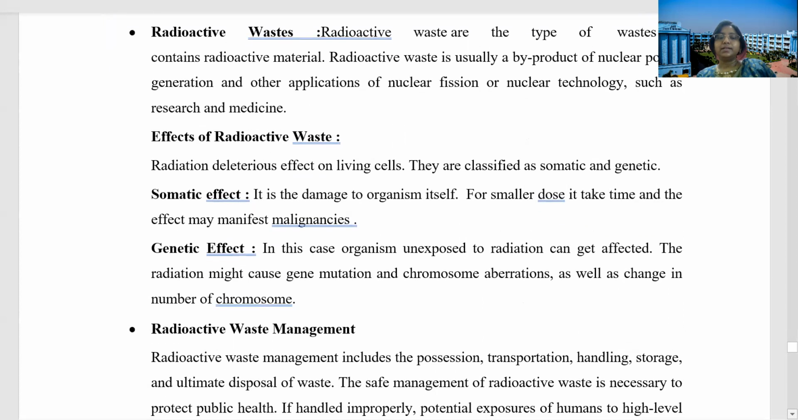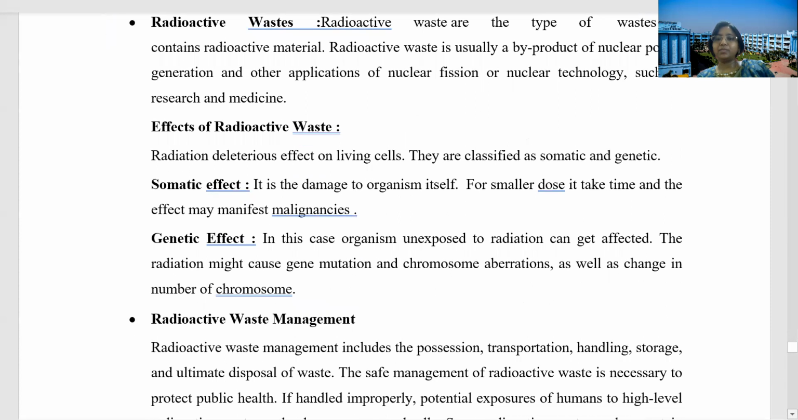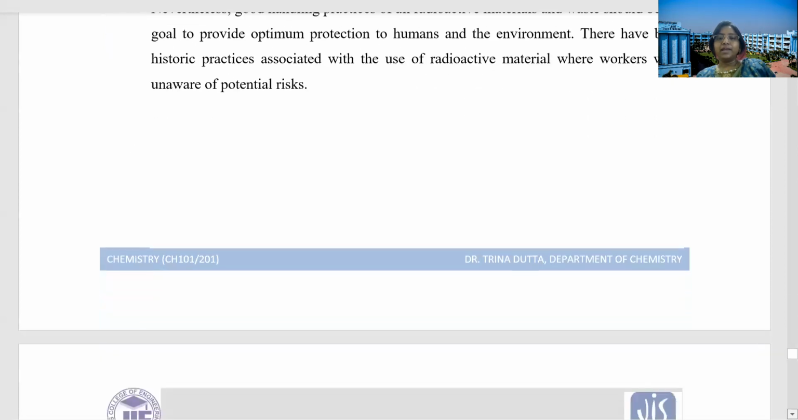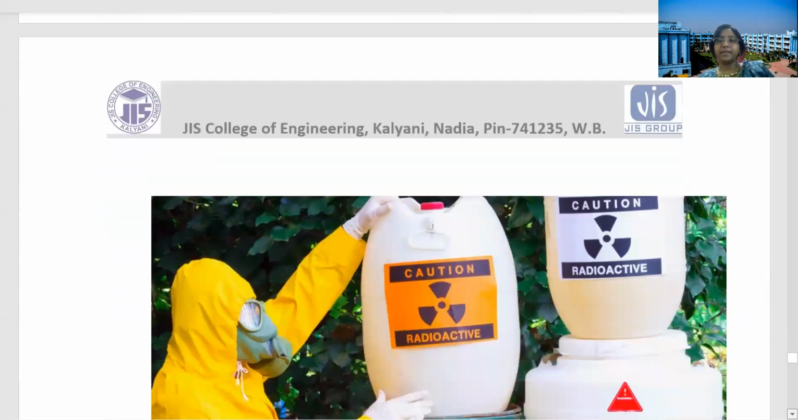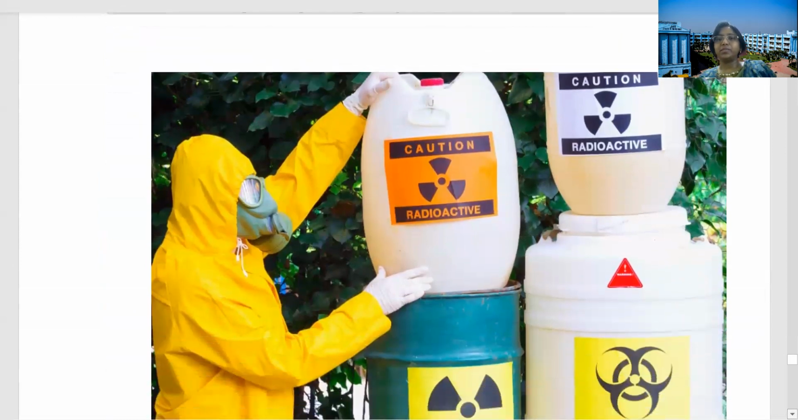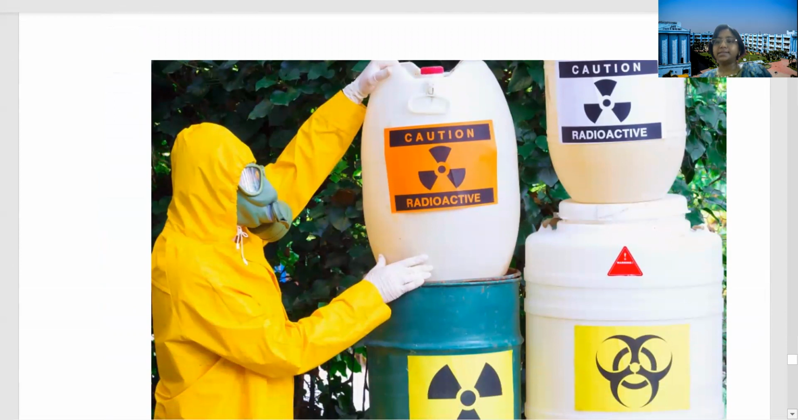So this has a high effect on living cells. One is the somatic effect, another is the genetic effect. So how can we manage the radioactive waste? For radioactive waste management, we have to do proper segregation. First of all, that is proper segregation, and we have to take proper caution.